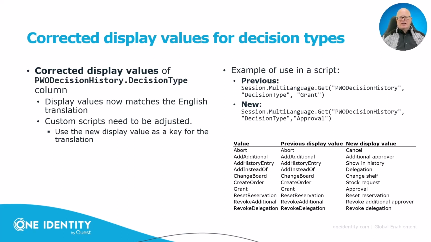Again, on the left-hand side, you see the technical value. That is what stands in the database. And on the right side, you see the new display name. For abort or withdraw, you will see cancel. Add additional will be additional approvers and so on. Left side, right side is important. The middle column is for everything how it was in the old world. That means previous to 9.2.